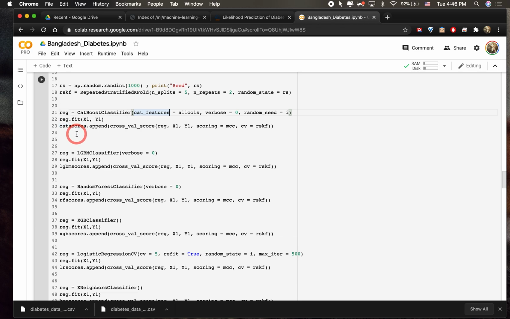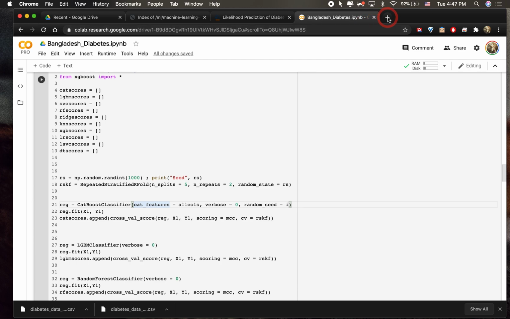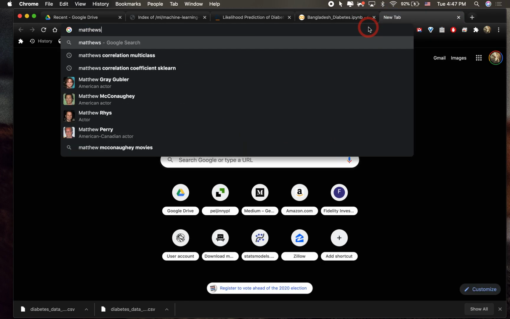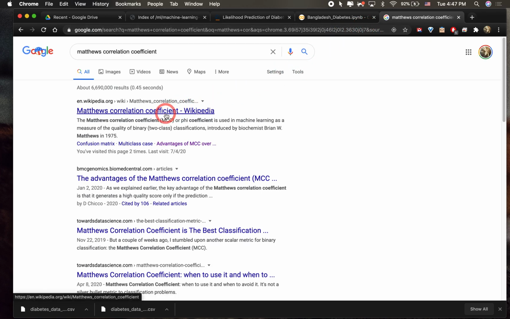Now, here's the part that is important in my mind. I'm doing a cross-validated score, but what I'm basically doing is I'm using the Matthews correlation coefficient as my sort of scoring mechanism. And so I think that deserves a little bit of talk about what the Matthews thing is. So let me just go to Google here, and if you look at the Matthews correlation coefficient, even this Wikipedia article will basically tell you a little bit about it.